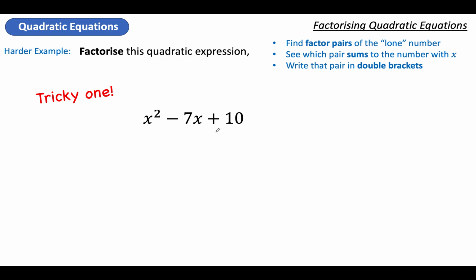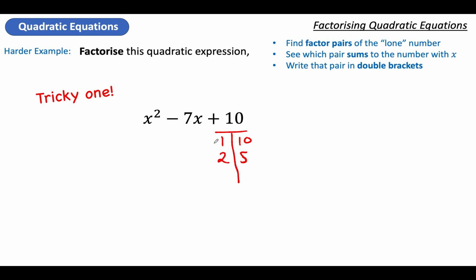We have unpaused. So factor pairs for 10, and it's positive 10, which is nice and easy. So 1 times 10 makes 10. 2 times 5 makes 10. And no other pairs. Right, which pair adds together to make negative 7? Well, none of these. That doesn't work. I can't do 1 plus 10 and get 7, or 2 plus 5 and get 7, because this is negative. 2 plus 5 is positive 7, not negative.